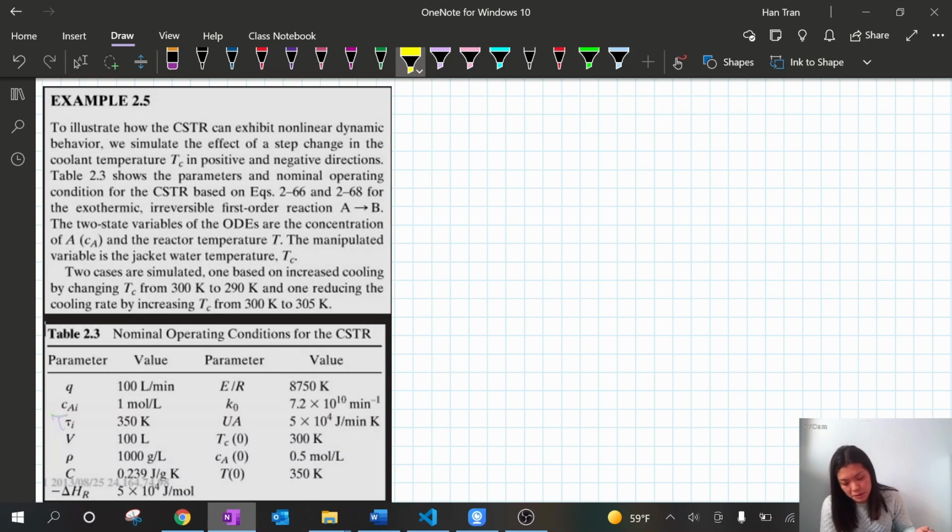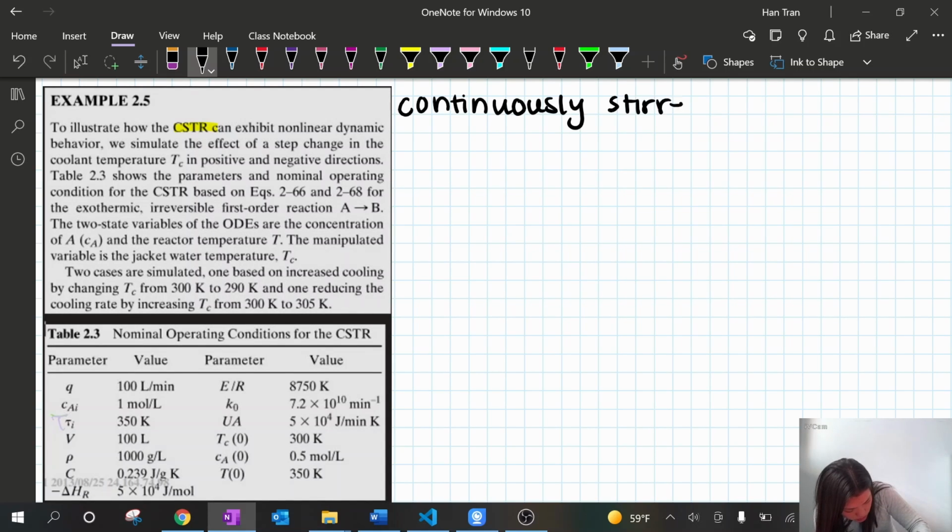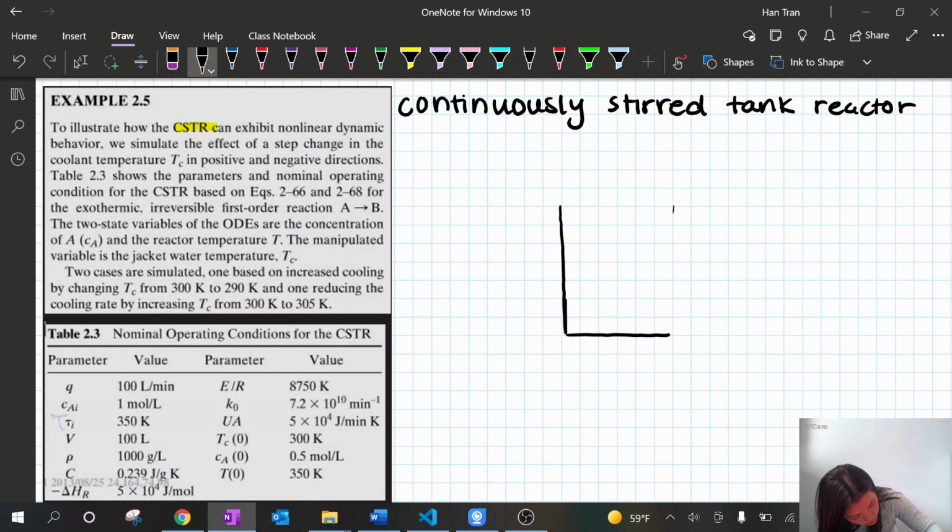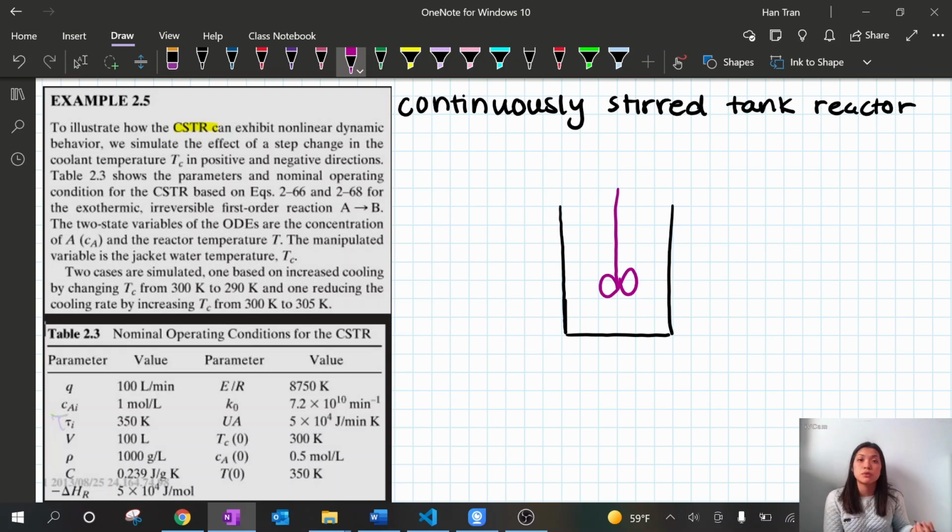So here we have our problem, and it tells us that we have a CSTR. A CSTR is a continuously stirred tank reactor. So we know we have a tank, and it is being continuously stirred. The fact that it's continuously stirred is important because it tells us that the concentration and the temperature inside the tank is what is coming outside of the tank.